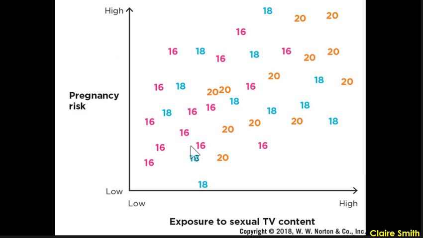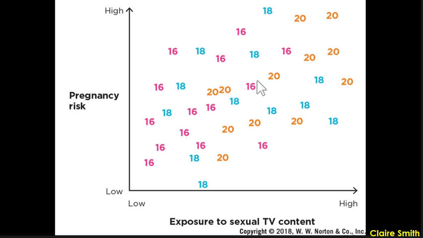So if we were to separate these by age, so all the points in the last graph now assign ages to each of these individuals in this study, we can control for age. Controlling means holding something constant. So in this case, all the individuals who are older, there is a general trend that they are higher risk of pregnancy and higher exposure to sexual TV content, but if you look at just the orange numbers, the 20s, you still have a positive association, right?